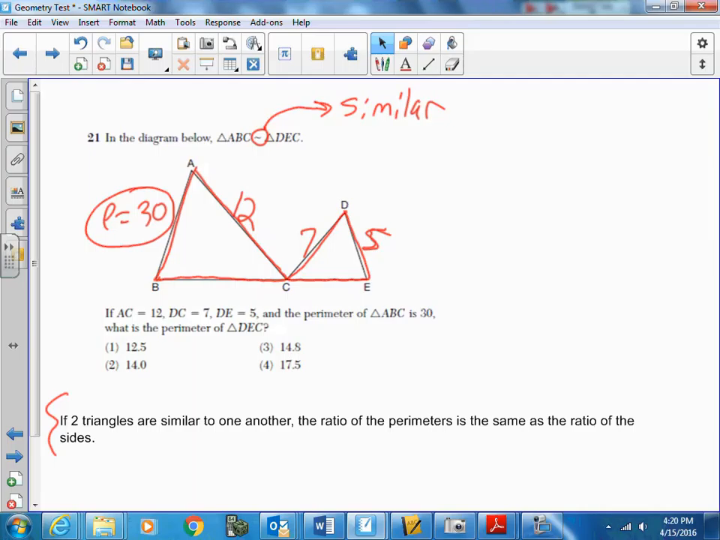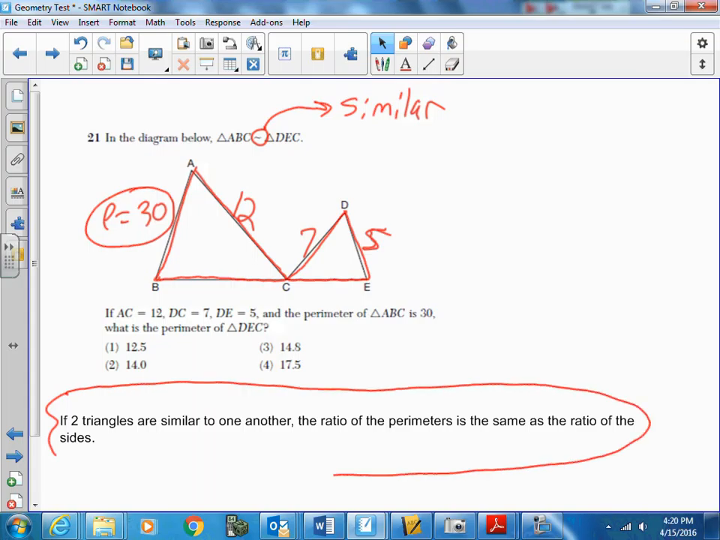Now, it's important to understand this part down here. If two triangles are similar to one another, the ratio of the perimeters is the same as the ratio of the sides. Okay, so now looking at what it says, triangle ABC is similar to DEC. That means AB is corresponding to DE. Be careful. That means DE over here is corresponding to AB.